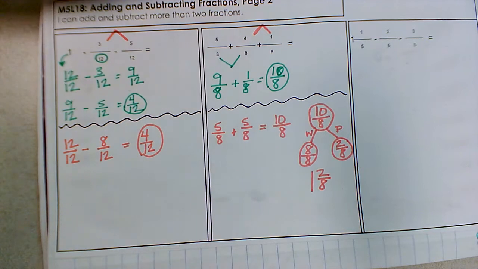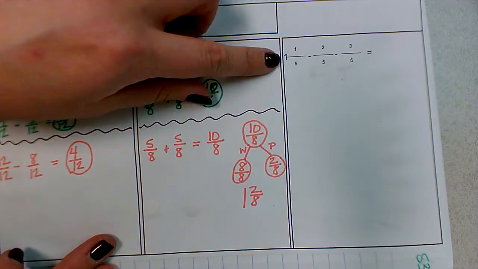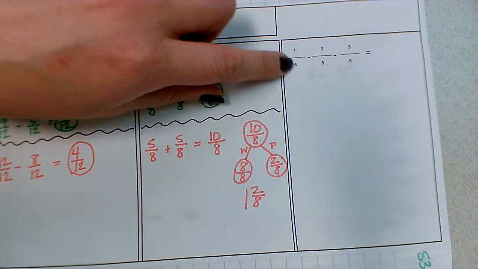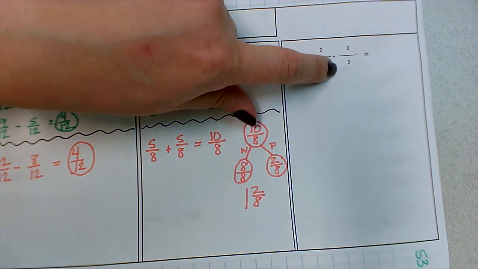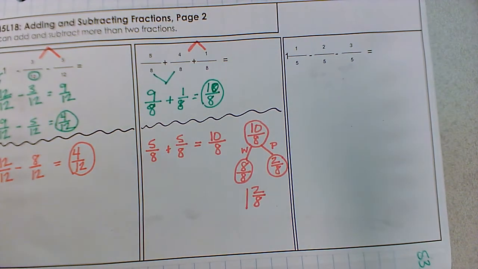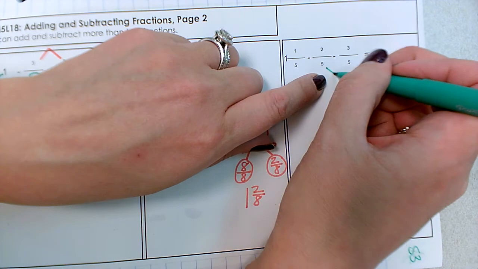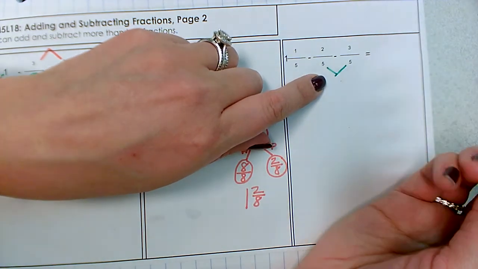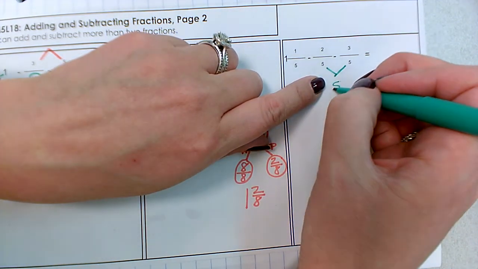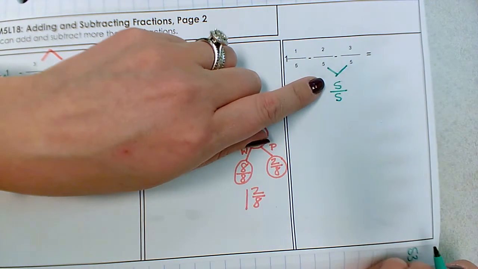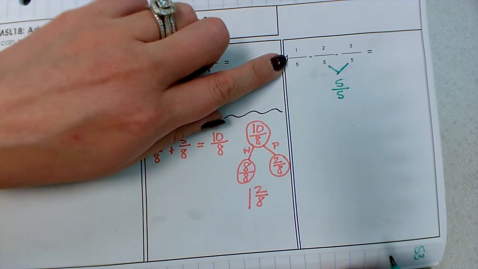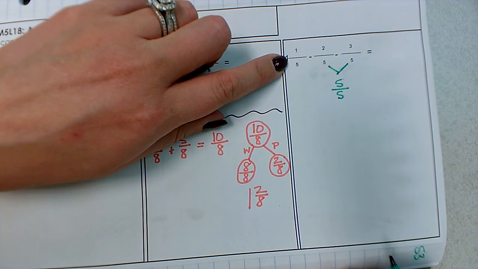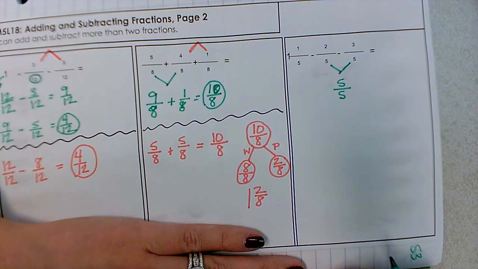All right, we've got one last problem to look at, fourth graders. And it says 1 1/5 minus 2/5 minus 3/5. All right, well, I'm going to combine these two. This is my first strategy. I'm going to say, okay, 2/5 and 3/5, well, that makes 5/5. So I have 1 whole and 1/5 minus 5/5.